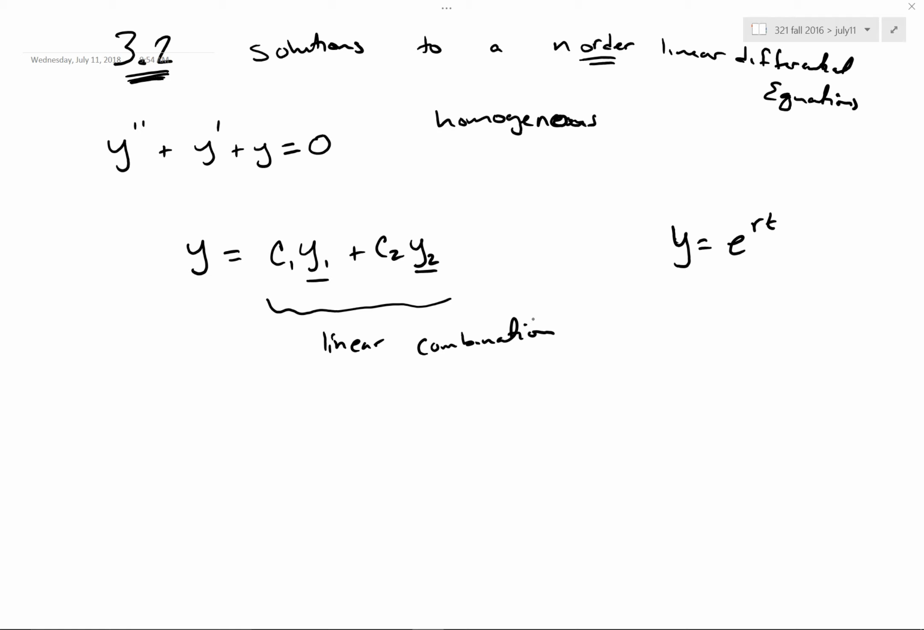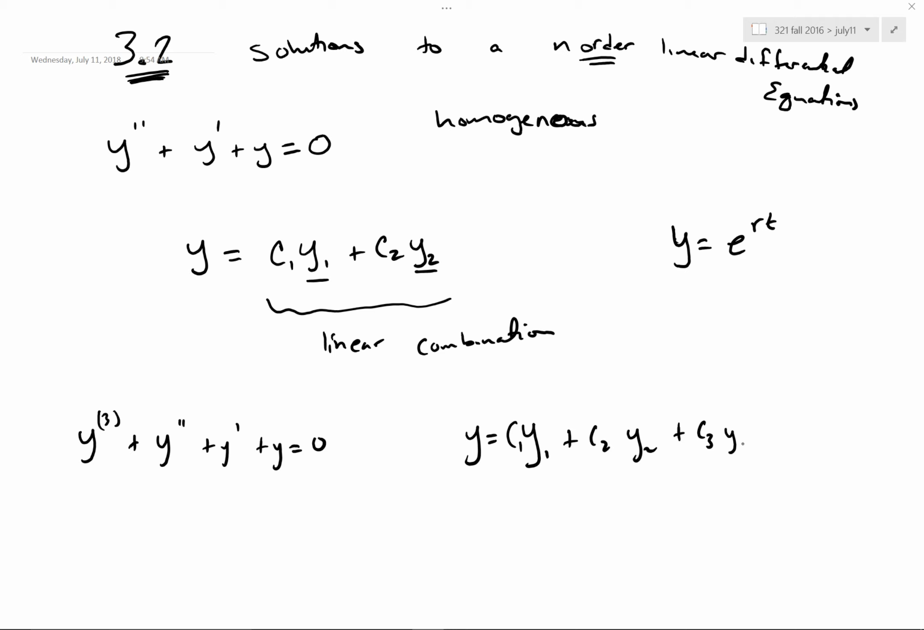In the case of a third order, it would look something like this. It'd always be of the format C1 y1, C2 y2, C3 y3. We mentioned that last week. So it'll always be like that, and it'll always continue out like that.